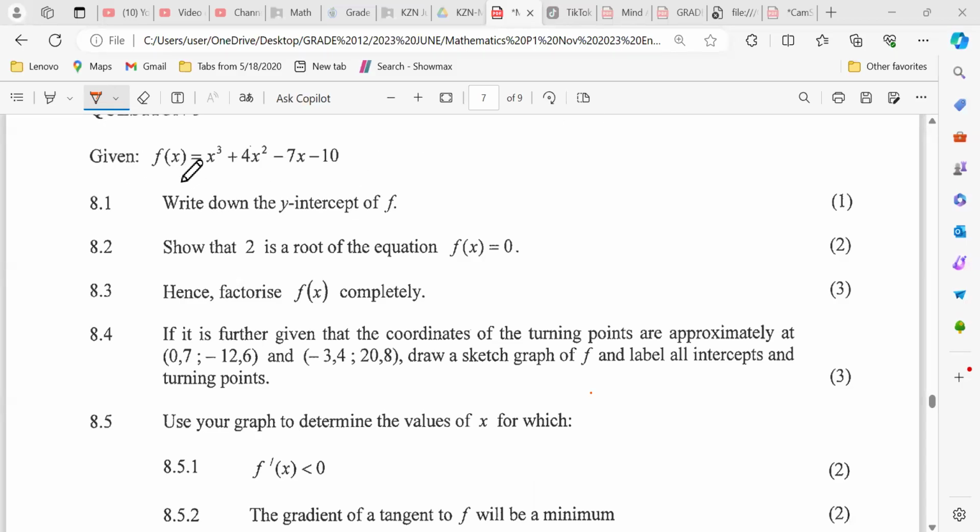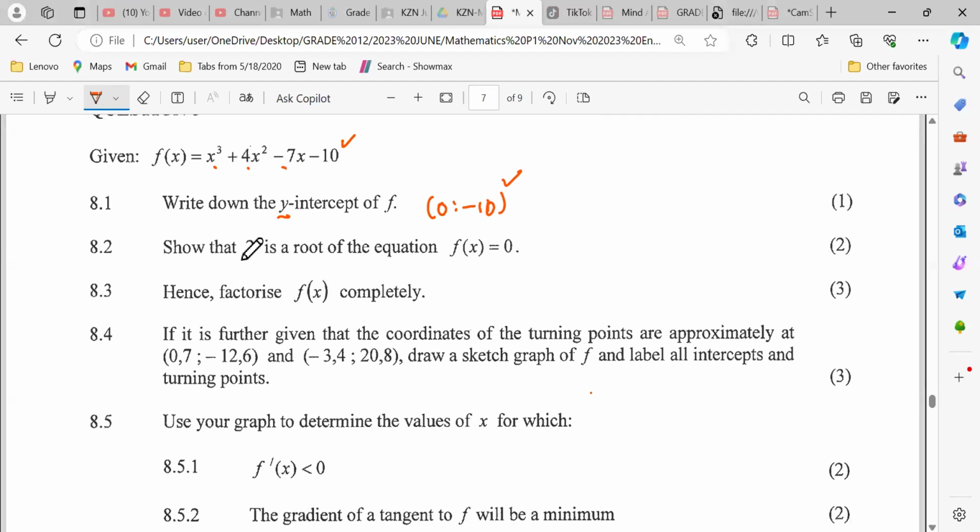You are given f of x, which is equal to x cubed plus 4x squared minus 7x minus 10. They say write down the y-intercept. The y-intercept is whatever the value is when x is 0, so you don't have to waste time on that one. You put 0, and then you get your point. It's going to be minus 10. X is 0, our y is minus 10. One mark for us.